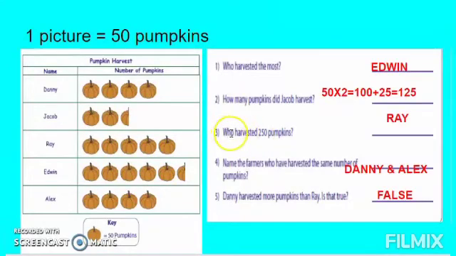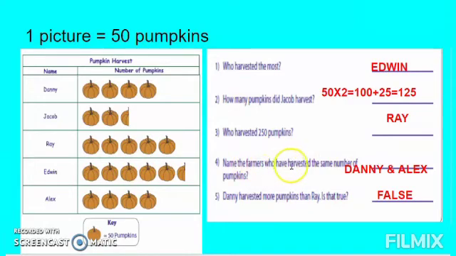Now question 3 here is asking who harvested 250 pumpkins. So let us see. Danny had 200, Jacob had 125. Now let us count for Ray. 5 times 50, that is 250. That means Ray has harvested 250 pumpkins. The correct answer here will be Ray.